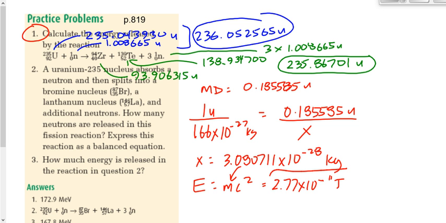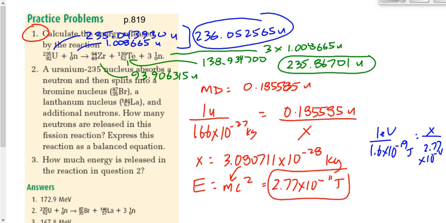Now, they actually have the answer expressed in mega electron volts. It's not really a big deal. If we wanted to convert to electron volts, we'd say 1 eV over 1.6 times 10 to the minus 19 joules equals x eV over 2.77 times 10 to the minus 11. That would give us eV. And if you wanted to convert it to mega electron volts, you'd simply divide it by 1,000,000, divide it by 10 to the 6. How many people got that more or less? Okay?